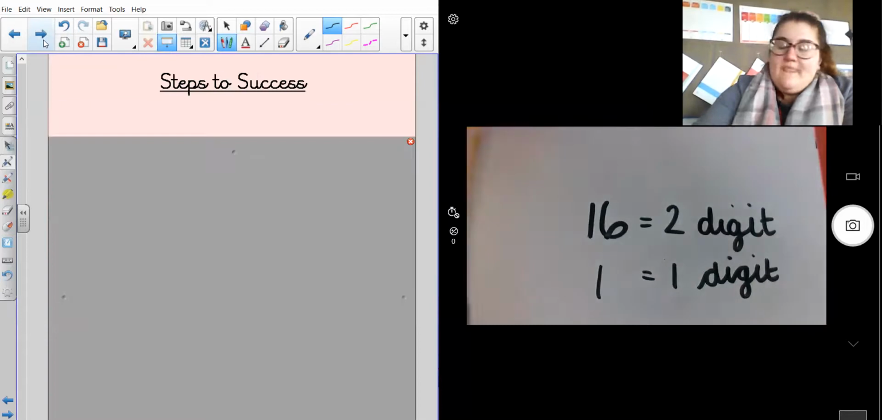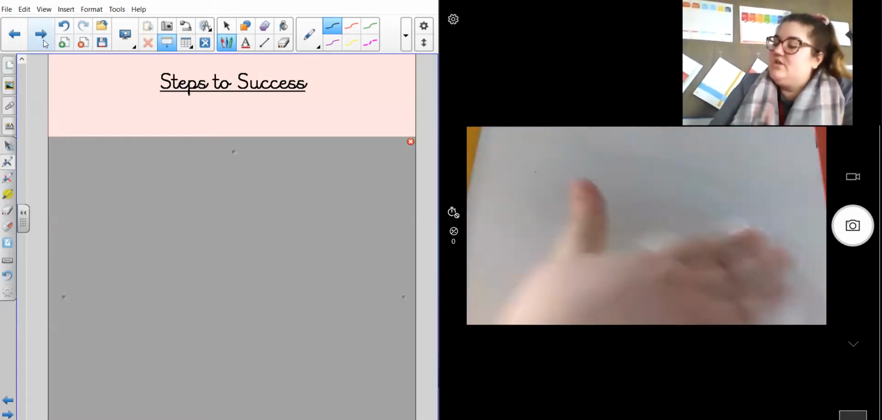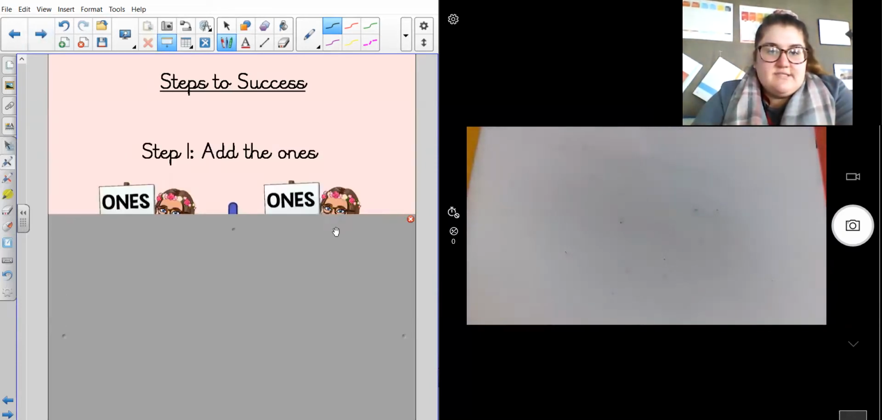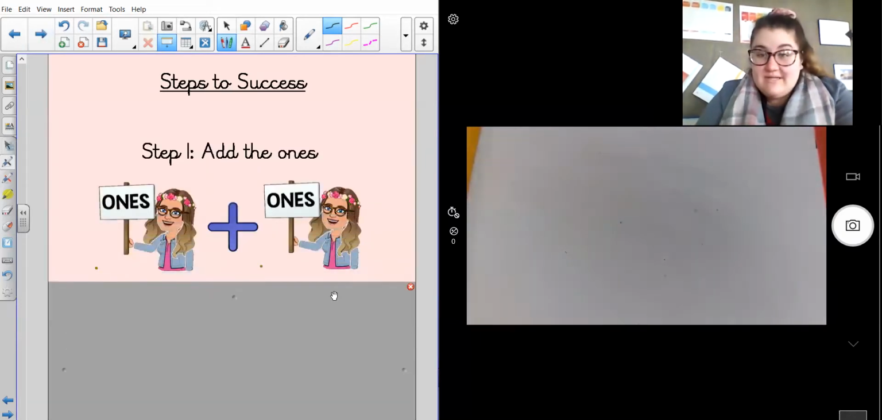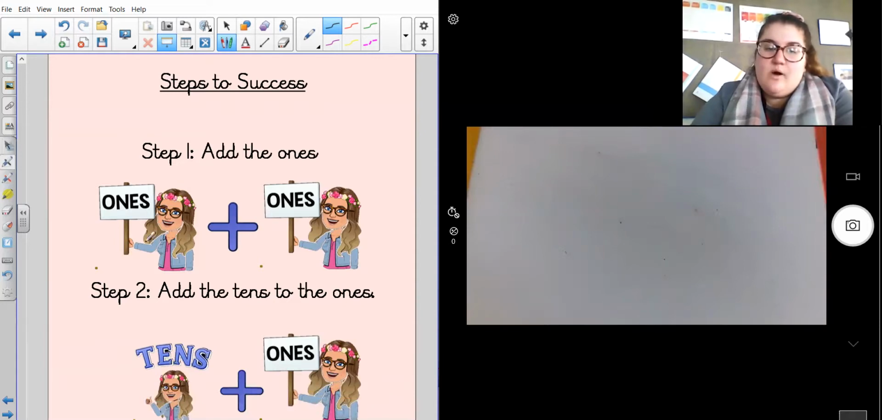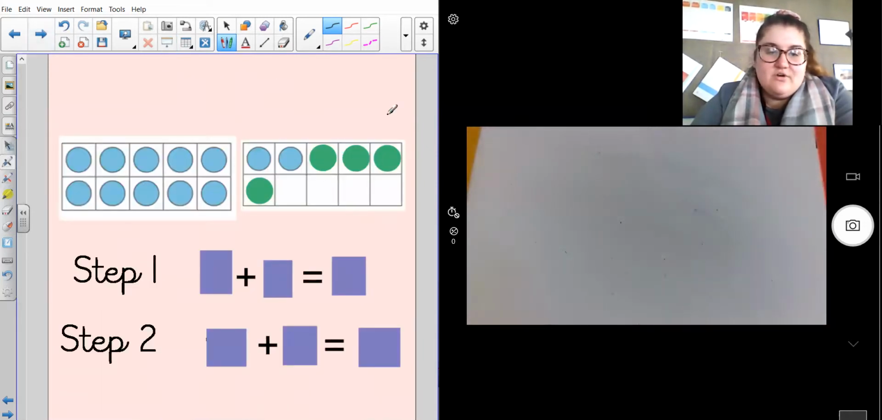So let's have a look, because we have got 2 steps to success. Okay, so step 1, we are going to add together the ones. Okay, ones, add ones. We are going to add the ones. And step 2, we are going to add the tens to the ones. So we're going to add the ones first, and then whatever number we get, we are going to add that number to the tens. So let's have a look.